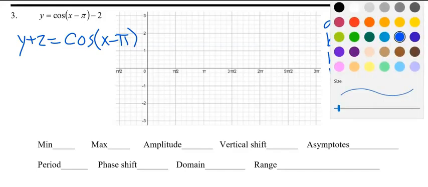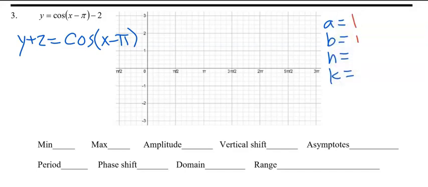So what do we have for A and B? Those are both 1s, right? What about H? Positive pi. And K? Close. Negative 2. Right, K is negative 2, H is positive pi.